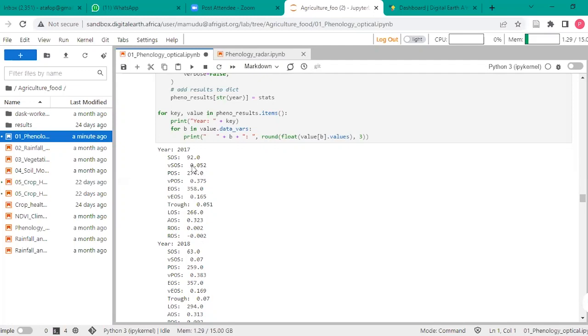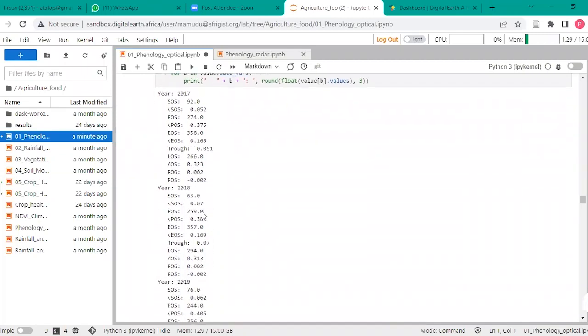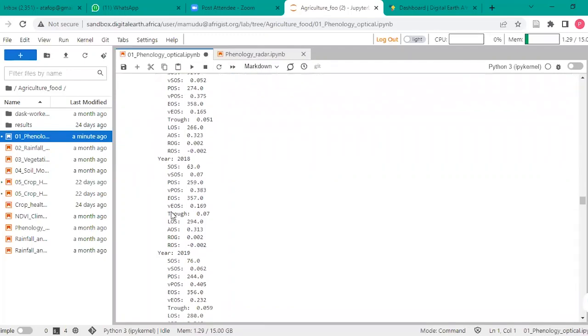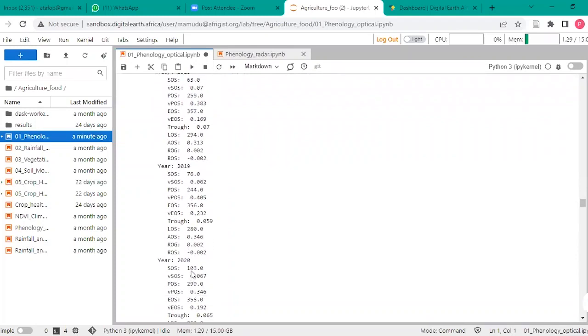Of course, this gives us the NDVI values at those days in the year given here. The lowest NDVI values during the season is also given. Length of season, the amplitude, the rate of greenness, and the rate of senescence are also given for each of the years. If we look at this, we can see that in 2017, the season started later than in 2018. And in 2020, it was about the latest year in which the season started.